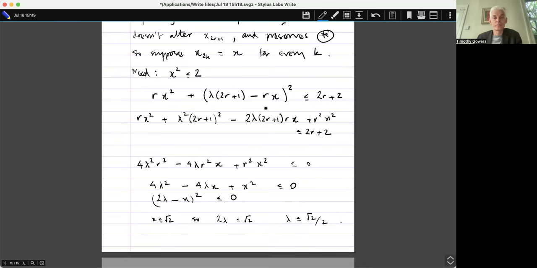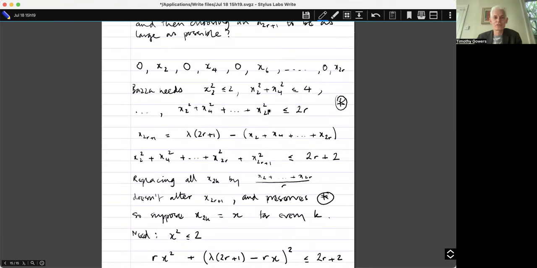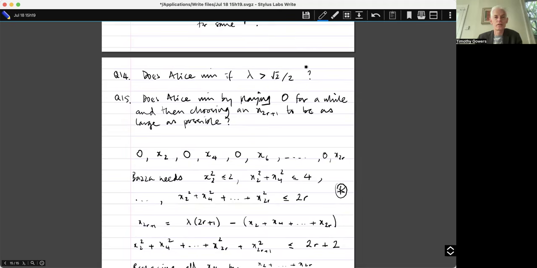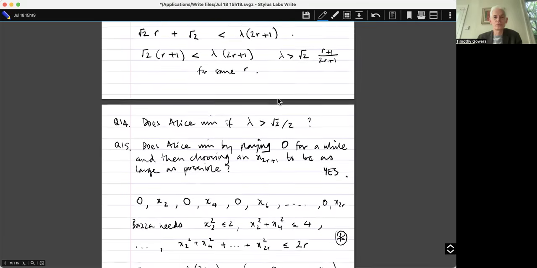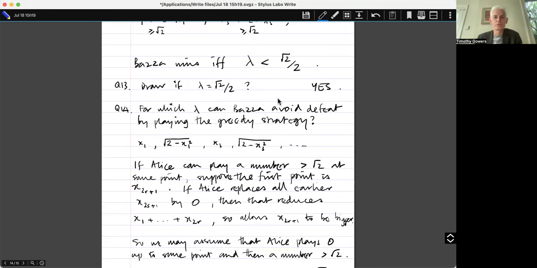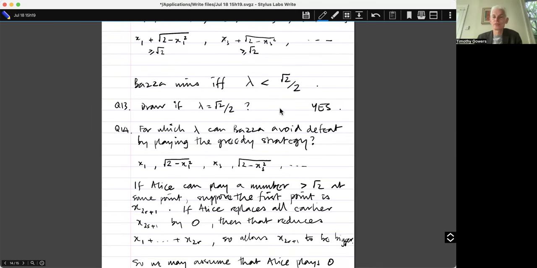And so that means that poor old Bazza is unable to defeat the strategy of Alice of just going 0 until a certain point and then jumping to as big a number as possible. So the answer is yes. So we've established that Alice has a winning strategy when lambda is greater than √2 over 2. It's a draw if lambda equals √2 over 2, and Bazza wins if lambda is less than √2 over 2.